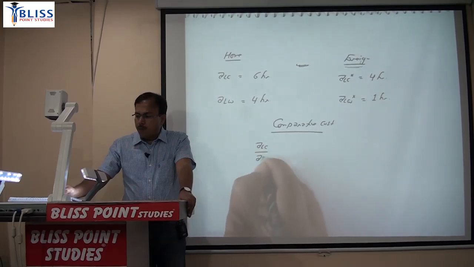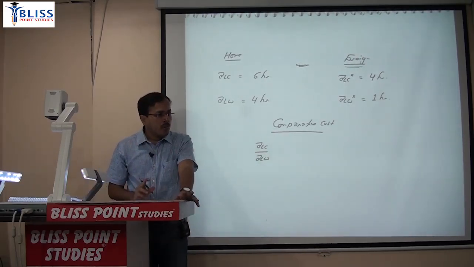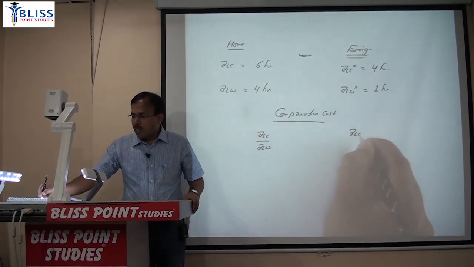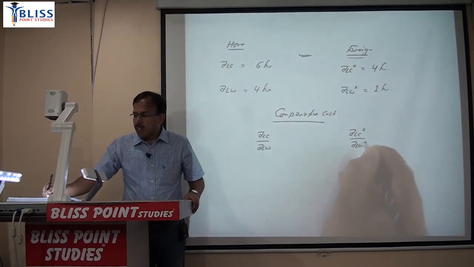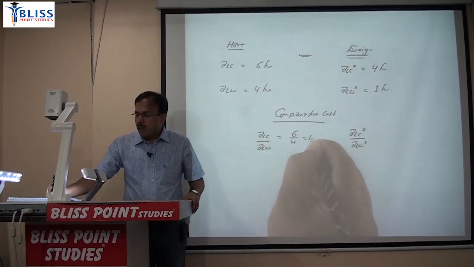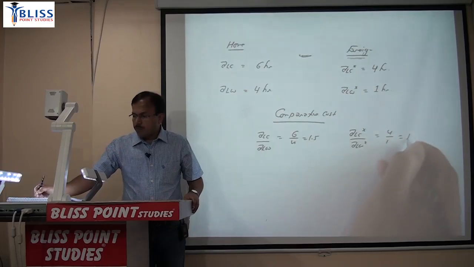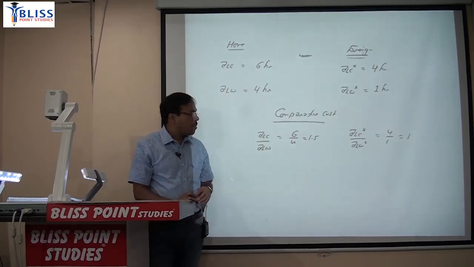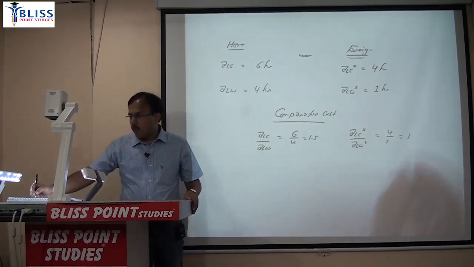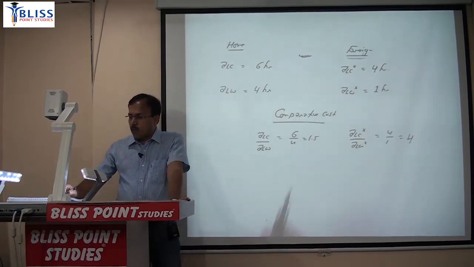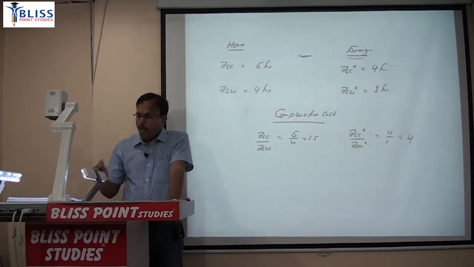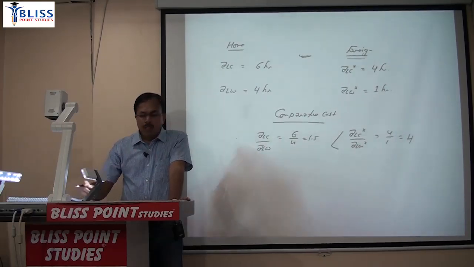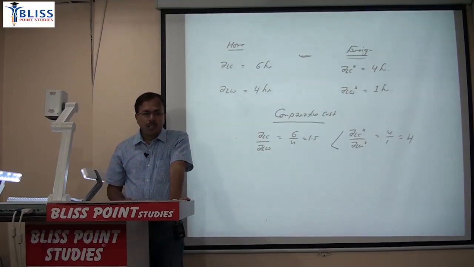ALC by ALW, what will that measure? The opportunity cost of cheese. So this is the opportunity cost of cheese in the home country, and this is in the foreign country. So this number was 6 by 4 and this is 4 by 1. So opportunity cost, ALC star by ALW star, is 4 by 1. Okay, so obviously the opportunity cost is less in the home country. So the home country has comparative cost advantage in cheese.